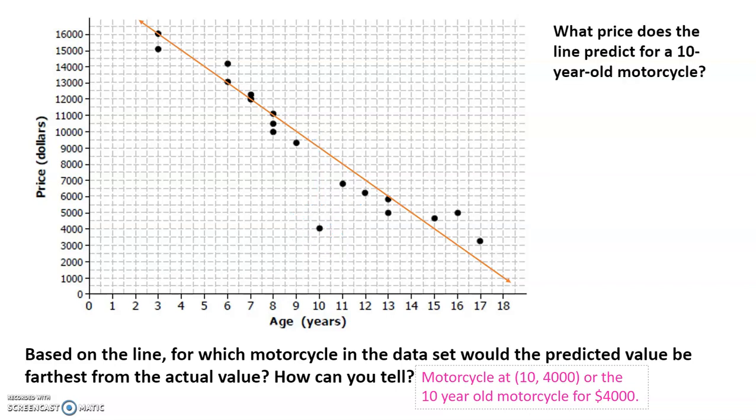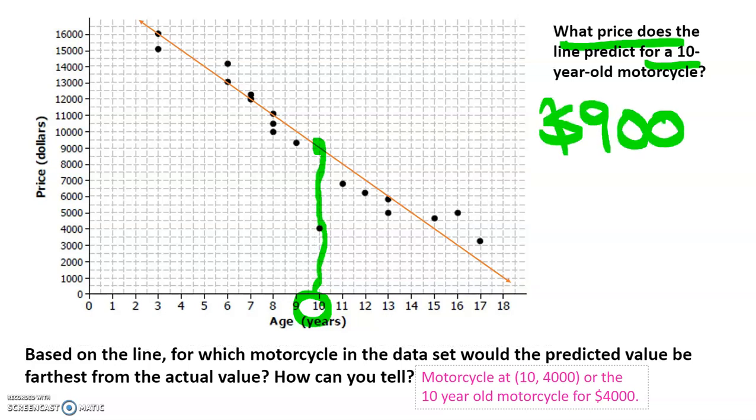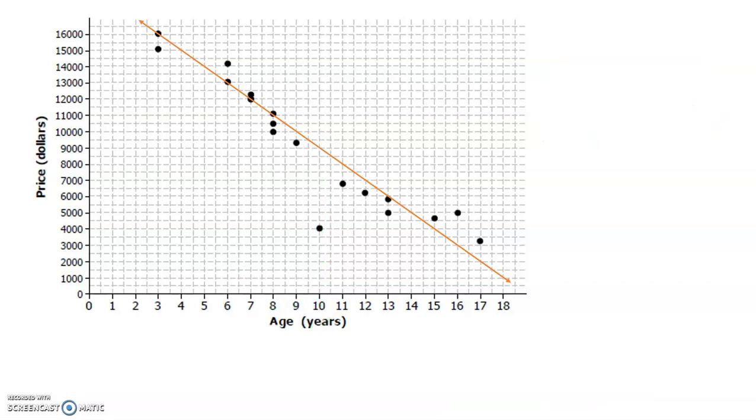According to our trend line, what would the price of a 10-year-old motorcycle be? So if we go to 10 years down here and follow it up, we pass the point we had in our data and we get all the way up here. So according to our trend line, a 10-year-old motorcycle should be $9,000, not $4,000.